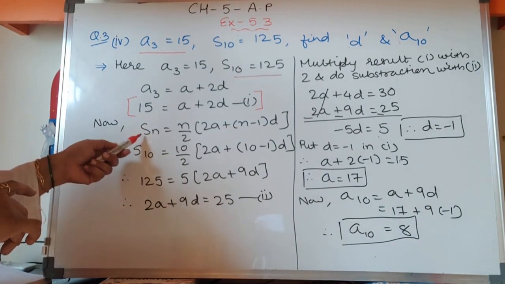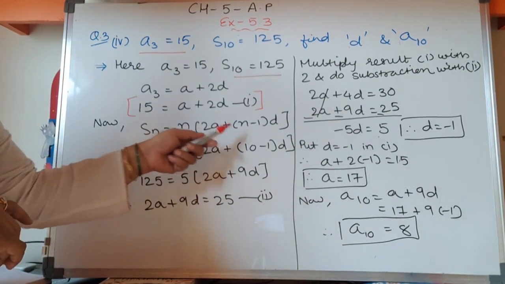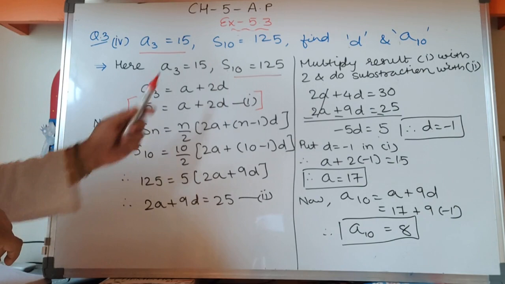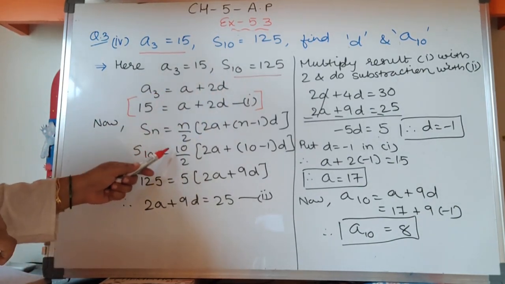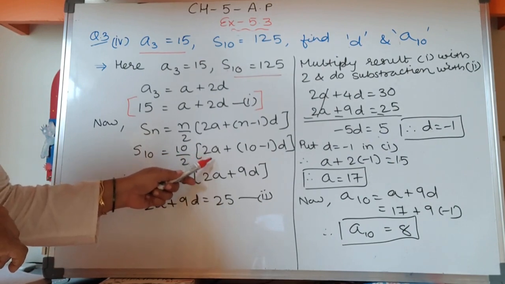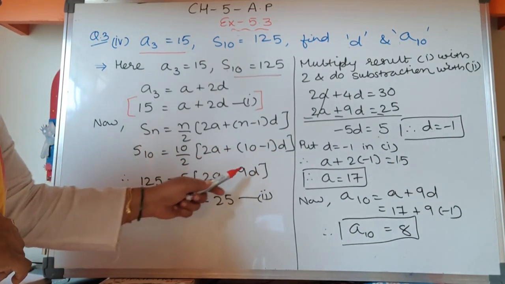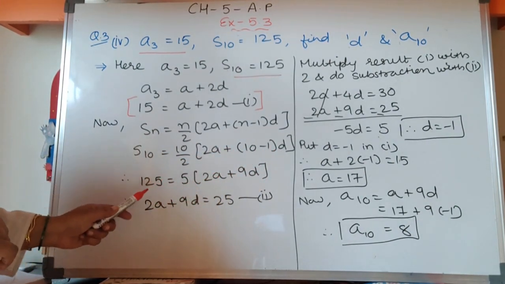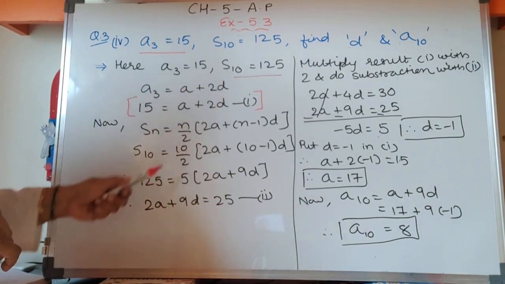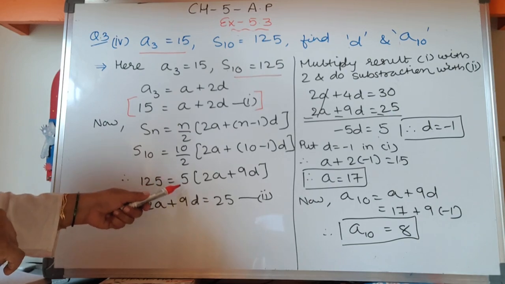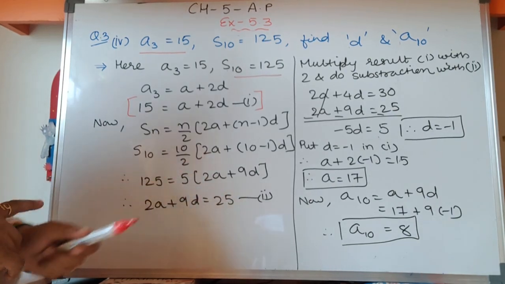So as we know, Sn is equal to n by 2 into (2a plus (n minus 1)d). So in place of Sn, if I write n is equal to 10, then it is S10. So 10 by 2 into (2a plus (10 minus 1) into d). So after simplification, S10 is equal to 125, it is already given, is equal to 5 into (2a plus 9d).